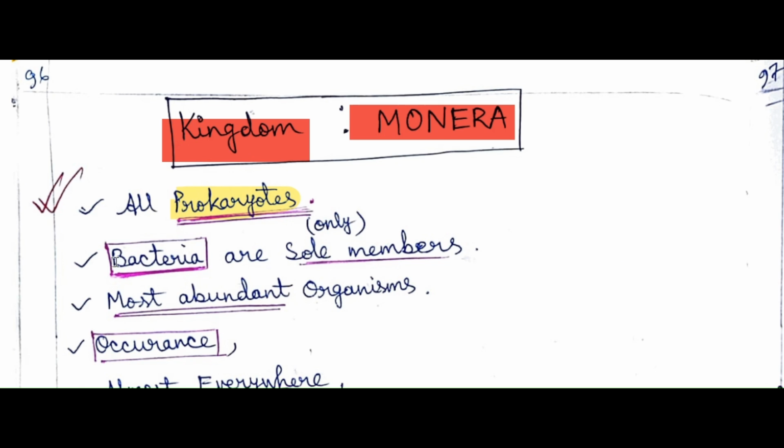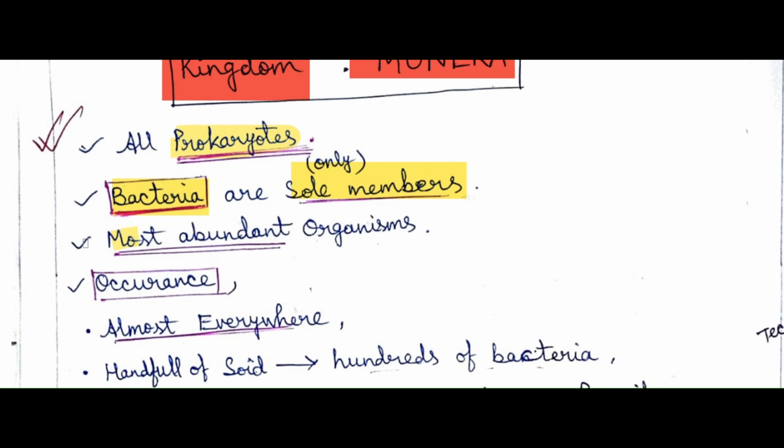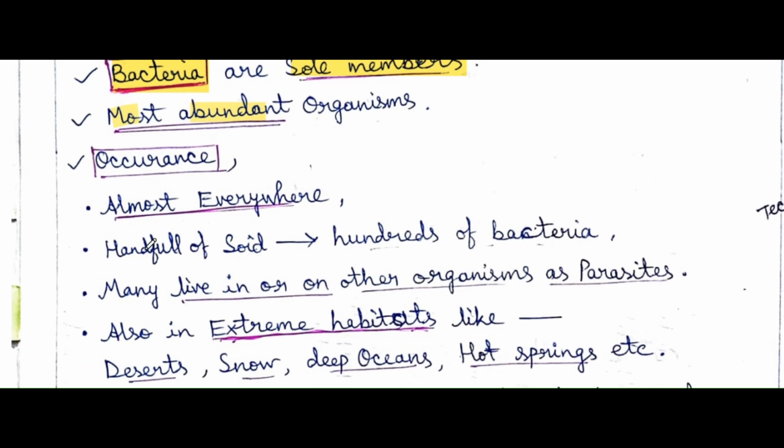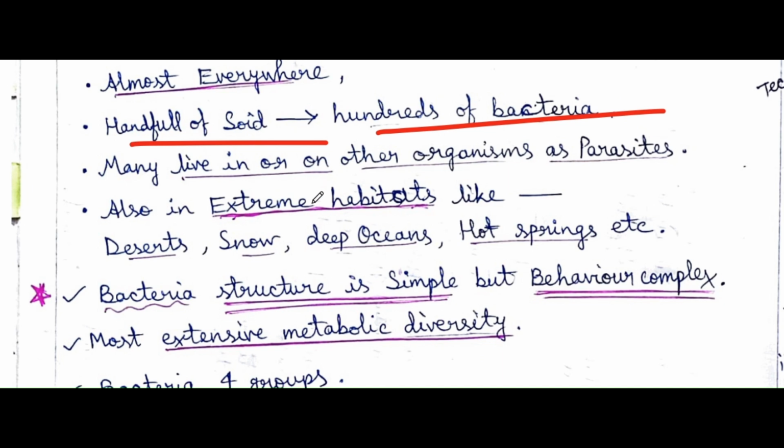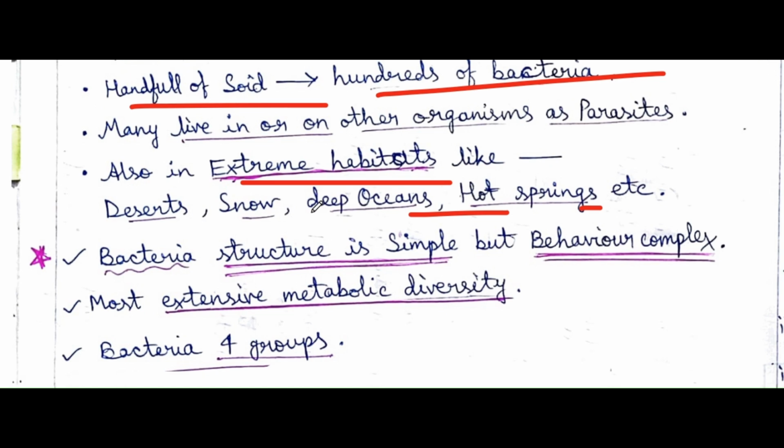They are actually bacteria, who are the sole members here. They are the most abundant in nature, occurring in almost every place. We can find a handful of soil full of bacteria. So they are likely found almost everywhere on earth. They also are found in extreme habitats like deserts, snow, deep oceans, hot springs, etc.